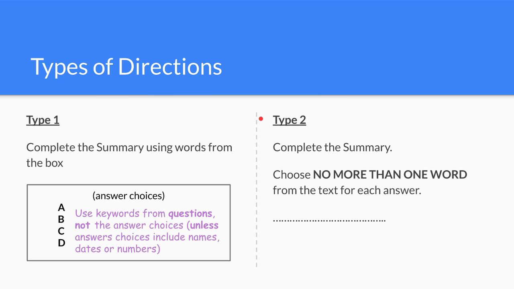Now, here's the next type of question. This is basically like your fill in the blank question. You just have a blank. Be sure to read the directions. It's going to tell you how many words you can write. So in this case, you can only write one word, no more than one word.